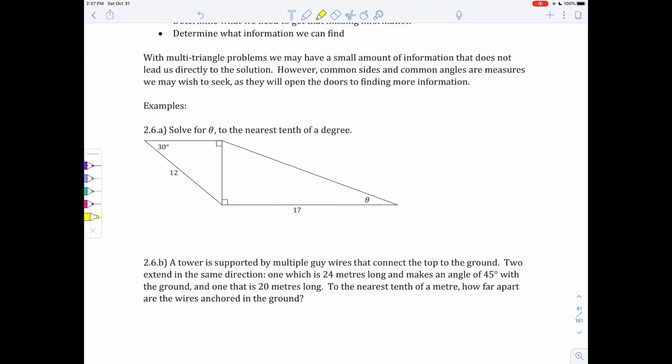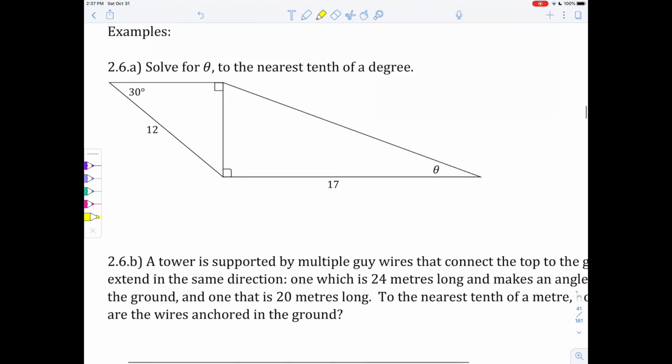Some information in these multi-triangle opportunities might not necessarily give us an immediate pathway to the final answer, right? So, what we can do is look in these opportunities for what common sides these triangles might have, or common angles that these triangles might have, because that might lead us to better solve the problem. Okay? So we're going to better solve the opportunity. Slip of the tongue there. Whew. So we're going to take a look at this one here.